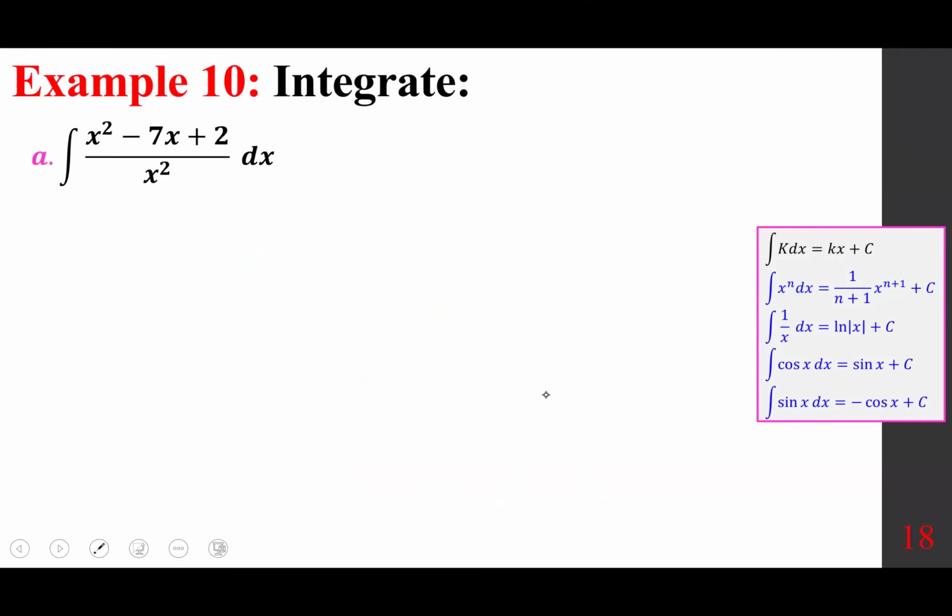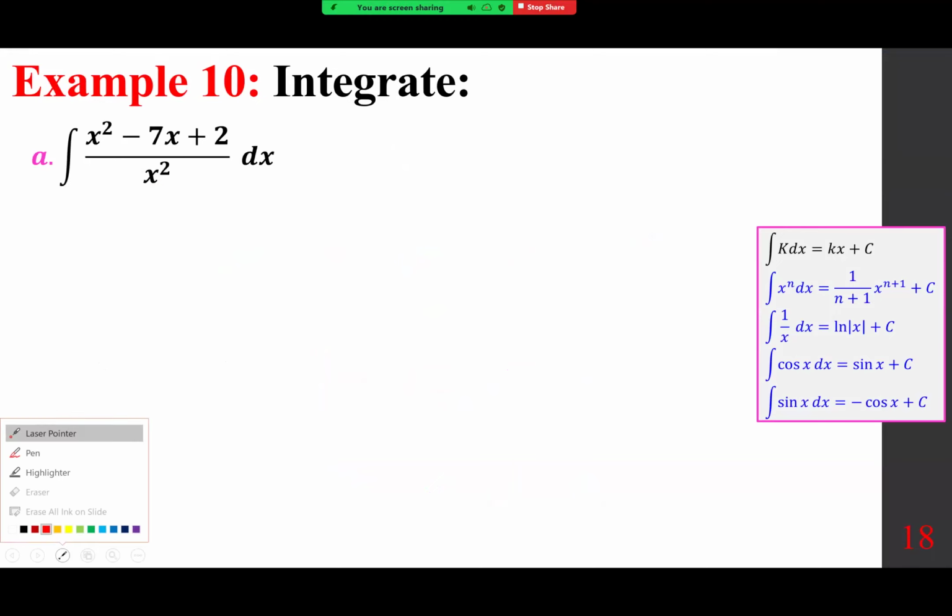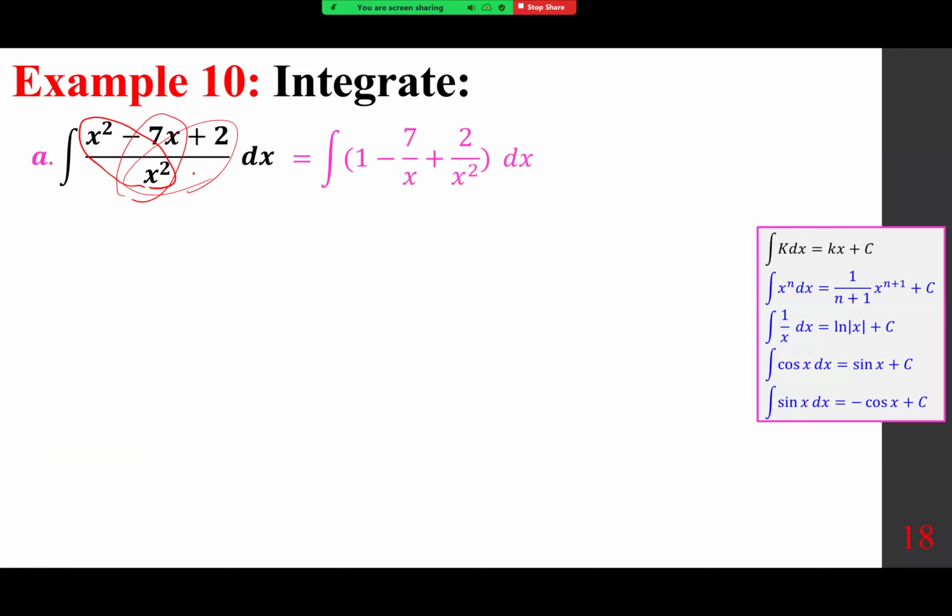Whether we want to differentiate or integrate, the first step is the same algebraic technique. We are going to make up 3 fractions. This is 1 minus 7 over x, 2 over x squared. For the sake of the next step, which is integration, minus 7 over x, we're going to write it as minus 7 times 1 over x, and 2 over x squared, we're going to write it as 2x to the power of negative 2.